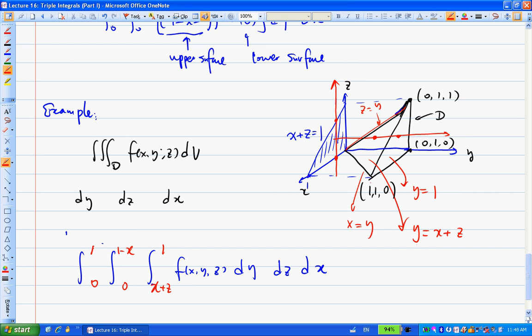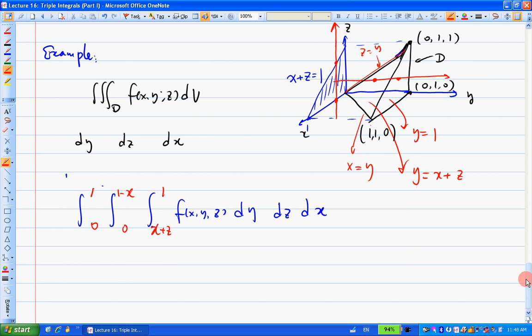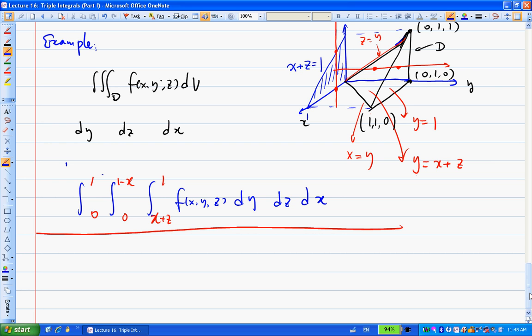Okay, any questions? I think this Cartesian coordinate is fairly straightforward. You just have to be very careful when you pick your order and when you draw. Once you pick the order, draw the shadow, and then start to draw lines with respect to different variables. Any questions? All good? All right, so that's evaluating the triple integral in Cartesian coordinates.